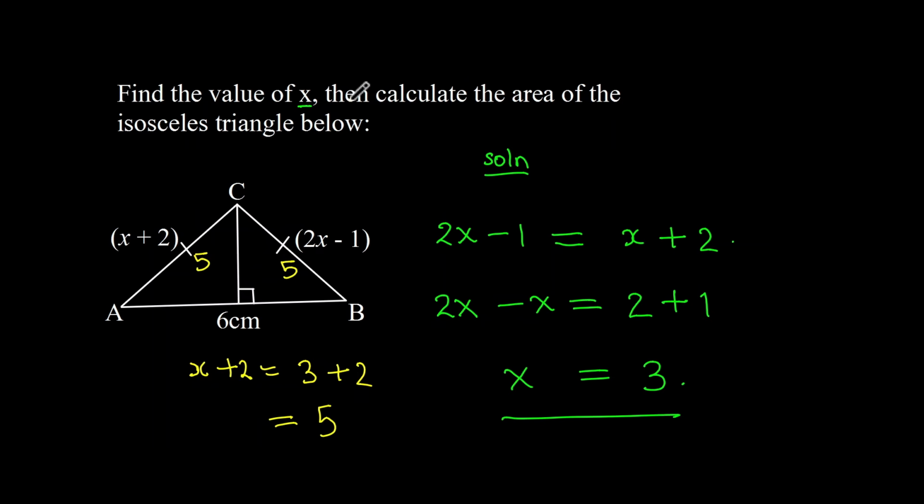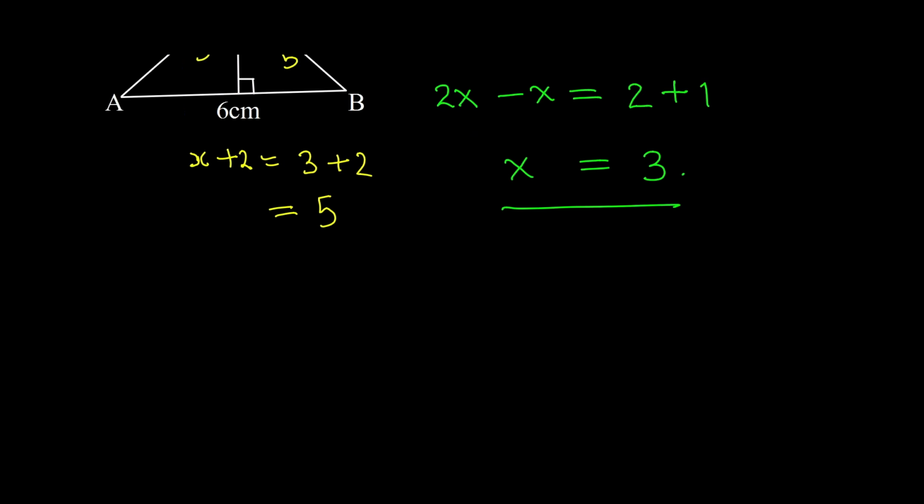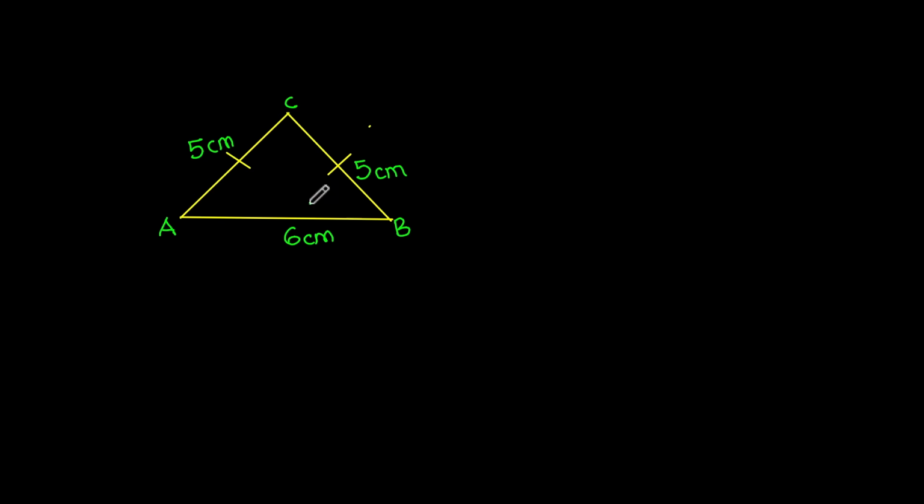Now the next part is to calculate the area of the isosceles triangle below. So the next thing is to calculate the area. Firstly, we can redraw the diagram so that it is near us. So let me go ahead and do that. There are two ways in which we can get the area of this triangle ABC. The first method is using Heron's formula.